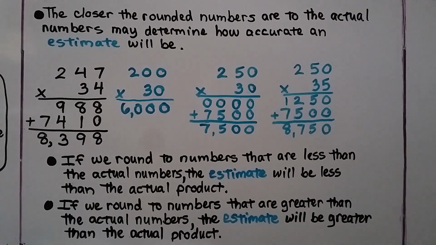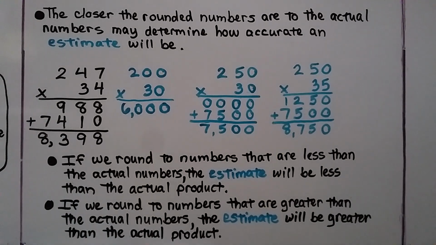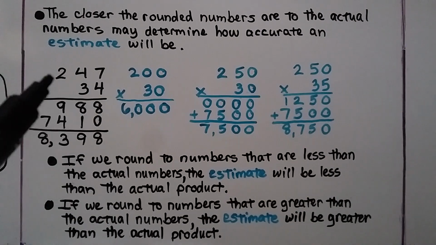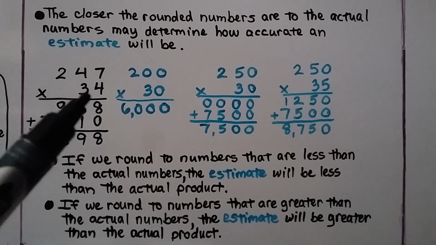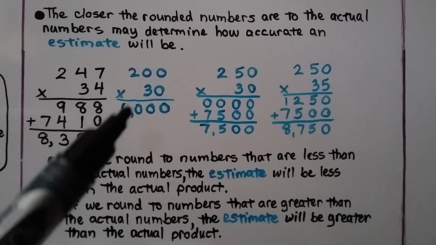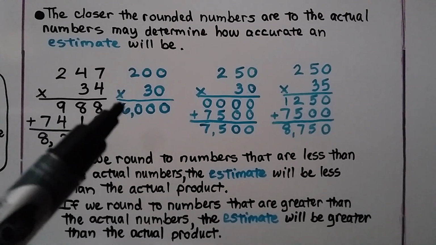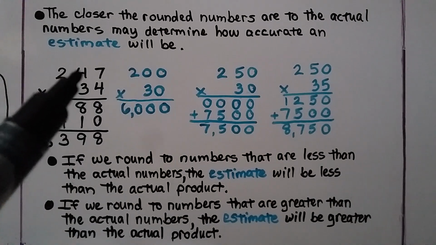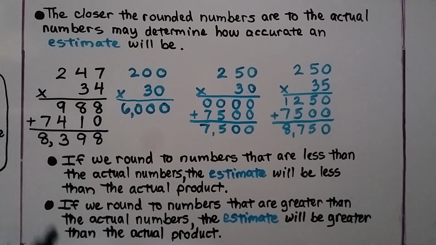And the closer the rounded numbers are to the actual numbers may determine how accurate an estimate will be. Here we multiplied 247 times 34, and we rounded to the hundreds place as a 200, and we rounded this to 30. We multiplied 3 times 2 as a basic fact and got a 6, and added 3 zeros, we got 6,000. The actual product was 8,398. Well, 200 is a little far from 247.